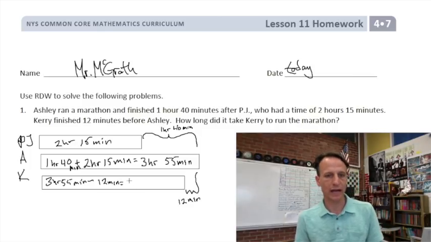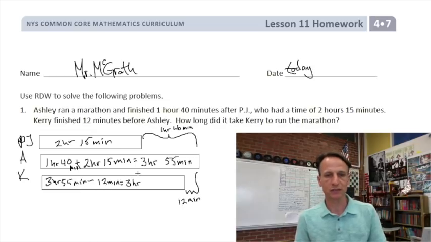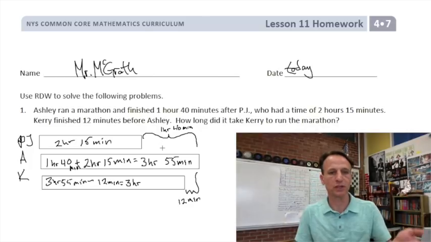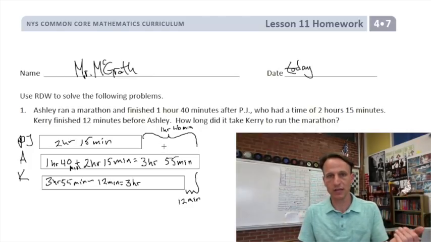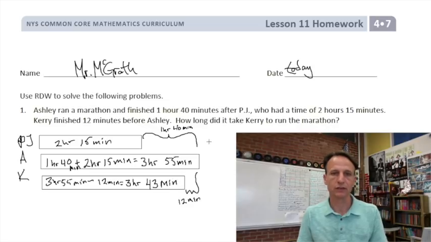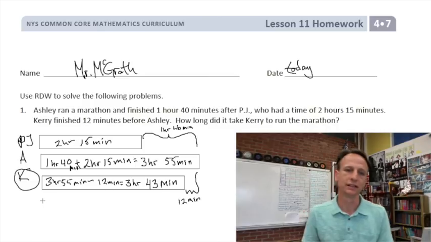We have no hours to subtract, so it's still 3 hours. 55 minutes minus 12 minutes. You can kind of do this backwards because there's no regrouping. Take the 10 away: 55 minus 10 is 45. Minus the 2 is 43 minutes. Oh, look at that. That's what our question was, what we were trying to find. I'll circle it to indicate it. We wanted to find Carrie.